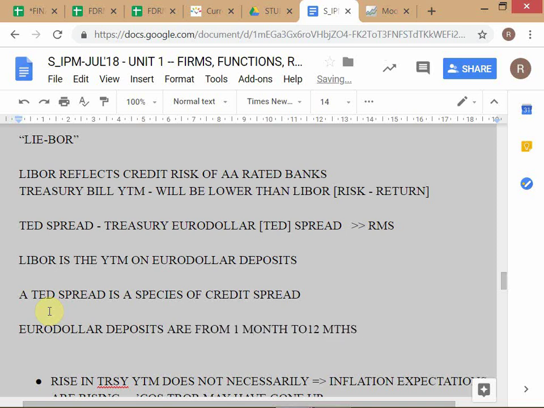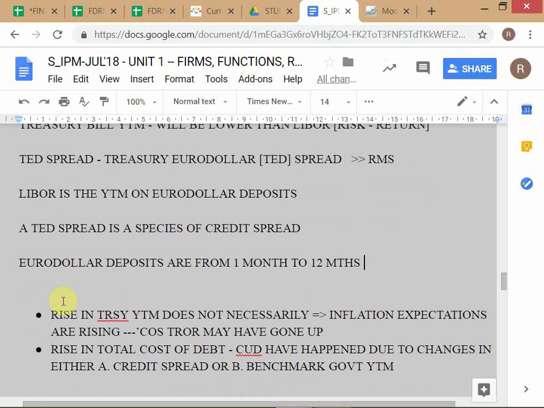Okay. Now, suppose you want to know what is the double A cost of borrowing beyond 12 months. Can you construct a double A credit spread curve beyond 12 months? Because eurodollar deposits are actually only for 1 month to 12 months, because eurodollar deposits are money market instruments. They are a money market instrument.